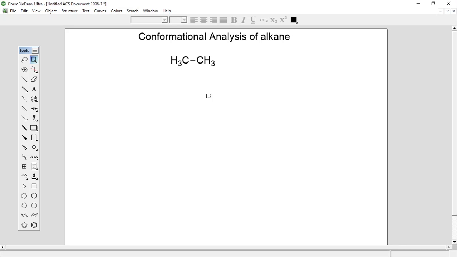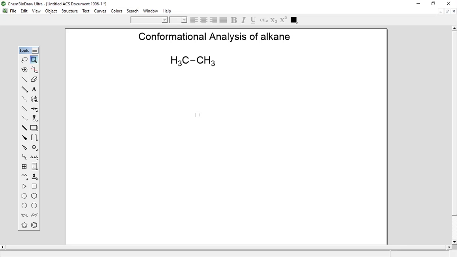The various three-dimensional arrangements that arise due to rotation around the carbon-carbon single bond in an alkane molecule are called conformations. You know that in alkane this single bond is rotatable, you can easily rotate that, and the different three-dimensional arrangements that arise due to rotation of this carbon-carbon single bond in alkane are called conformations.